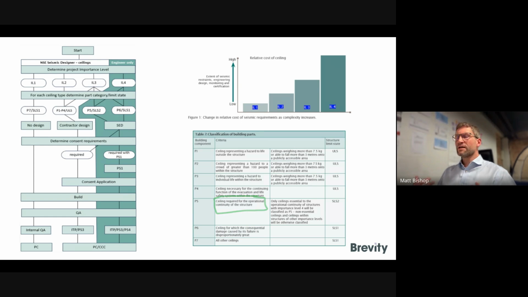Essentially what it means is that those rooms have to be able to be used after an earthquake, which means those ceilings have to have not fallen down, but for a surgery, have to be positive pressure proof as well. And that means no cracking in the edges or anything like that. Hence P5. And if we then go into the chart here, we see that a P5 ceiling needs specific engineering design.